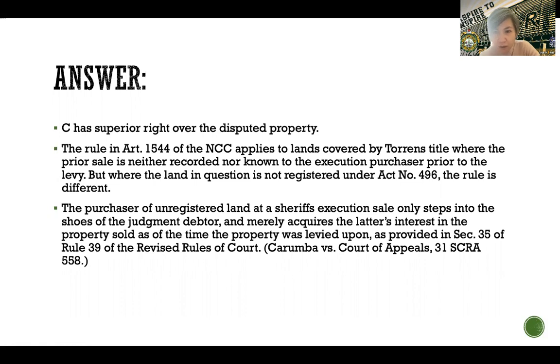The purchaser of unregistered land at a sheriff's execution sale only steps into the shoes of the judgment debtor and merely acquires the latter's interest in the property sold as of the time that the property was levied upon, as provided in Section 35 of Rule 39 of the Rules of Court. So, wala nila gi-apply si 1544 kay unregistered land man. But, ang rule sa Rules of Court.